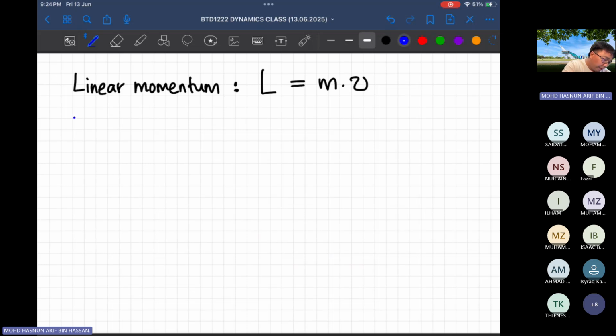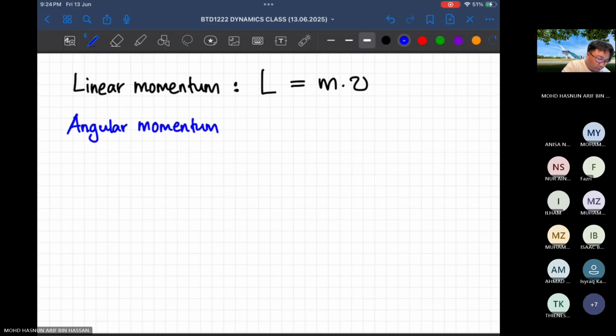For angular momentum, which is for rotation, the symbol used is H. H is equal to I, depending on the point that you calculate about. So normally we will calculate Hg, and this will be Ig times omega, right?